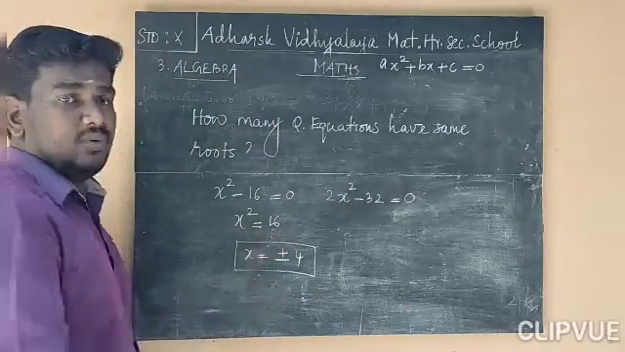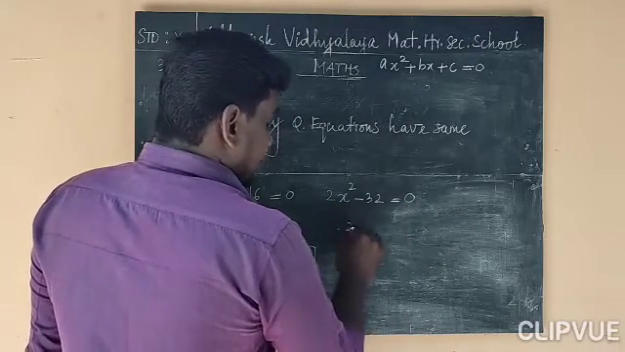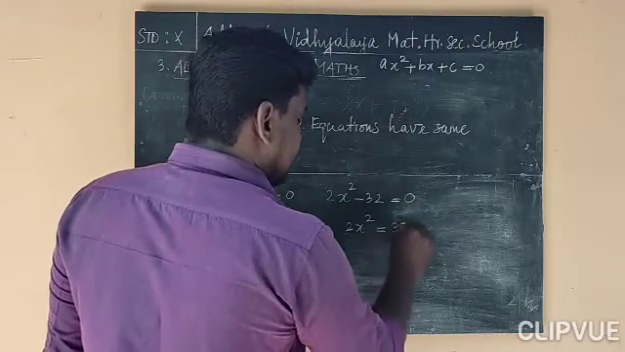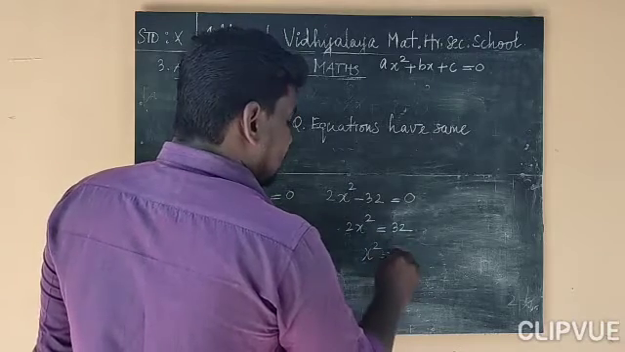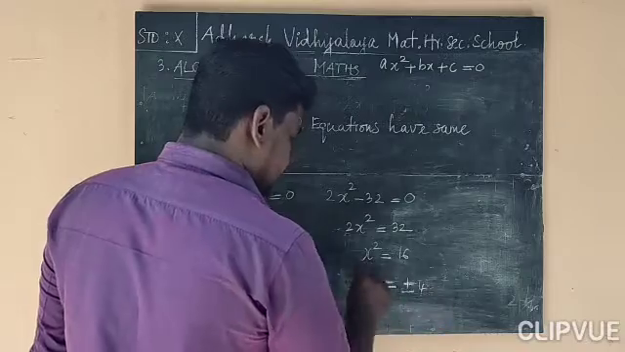When you multiply it by 2, what do we get? 2x square minus 32 is equal to 0. So 2x square is equal to plus 32. So x square is equal to 16. So x is equal to plus or minus 4.